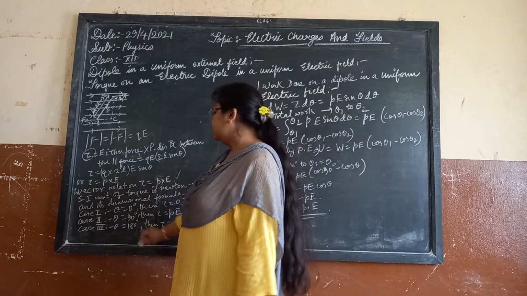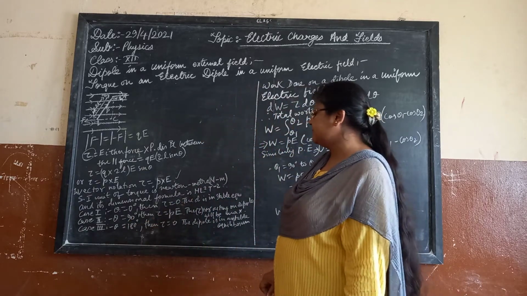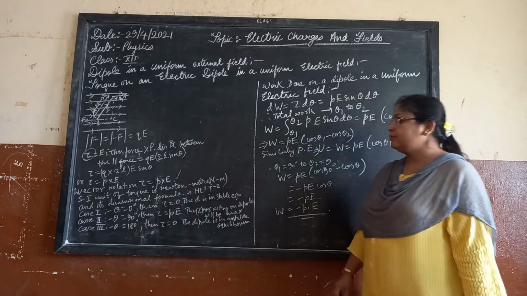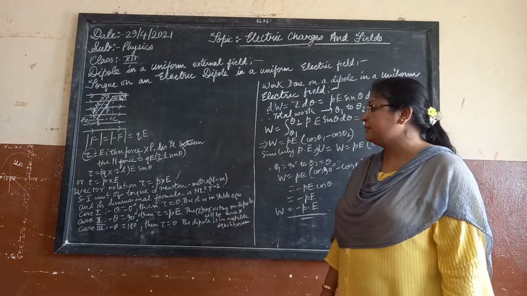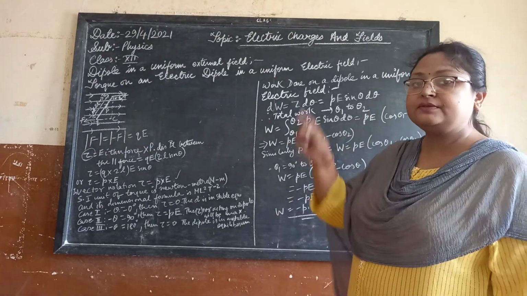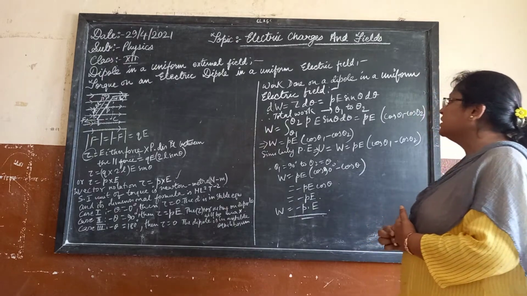Now case 3, theta is equal to 180 degree, then tau is equal to 0, and the dipole is in unstable equilibrium. The dipole will be in unstable equilibrium. Why? Because the direction is being changed from 0 to 180 degree.